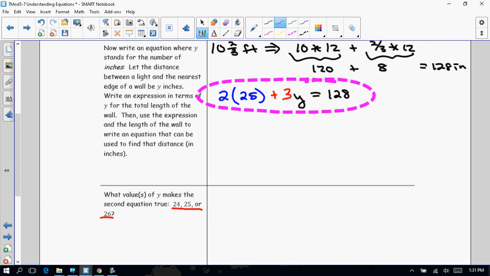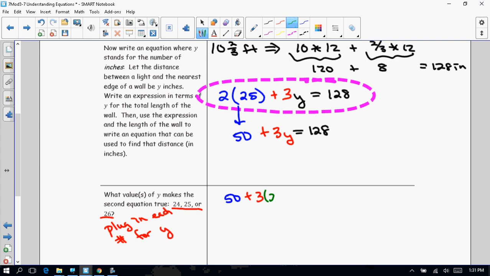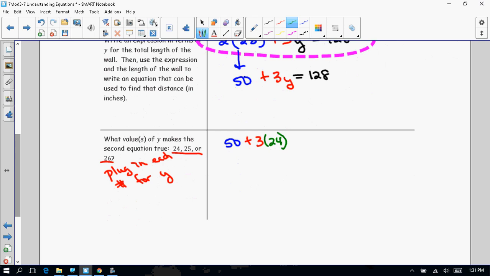So what we're going to do is plug in each number for y. So where the y is, we're going to put it in. Well, we know that 2 times 25 is really just 50, right? 50 plus 3y equals 128. It's kind of a little more simplified. So I'm going to plug those numbers in now. So 50 plus 3, now this means we're going to multiply, times 24. Okay? And we want to know if that equals 128.